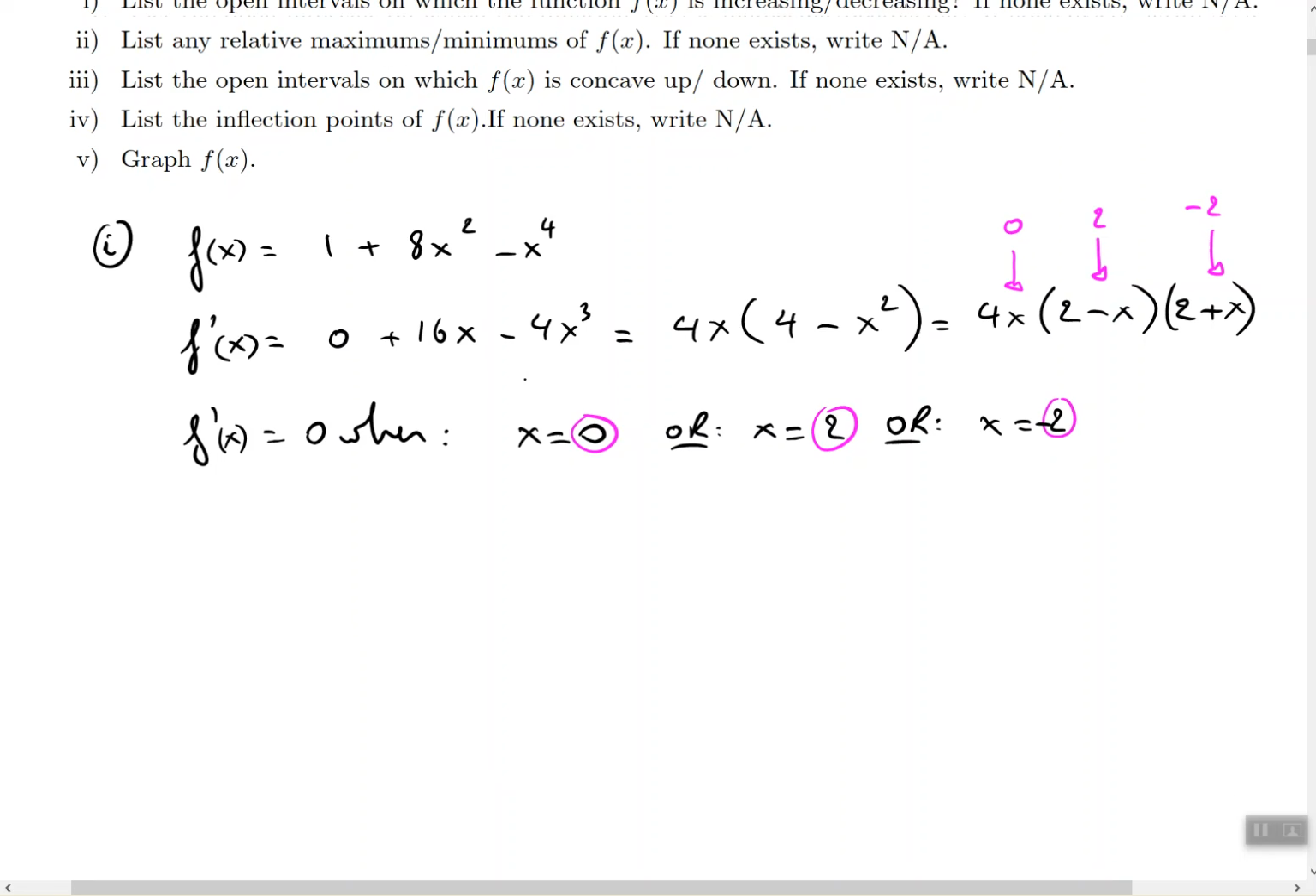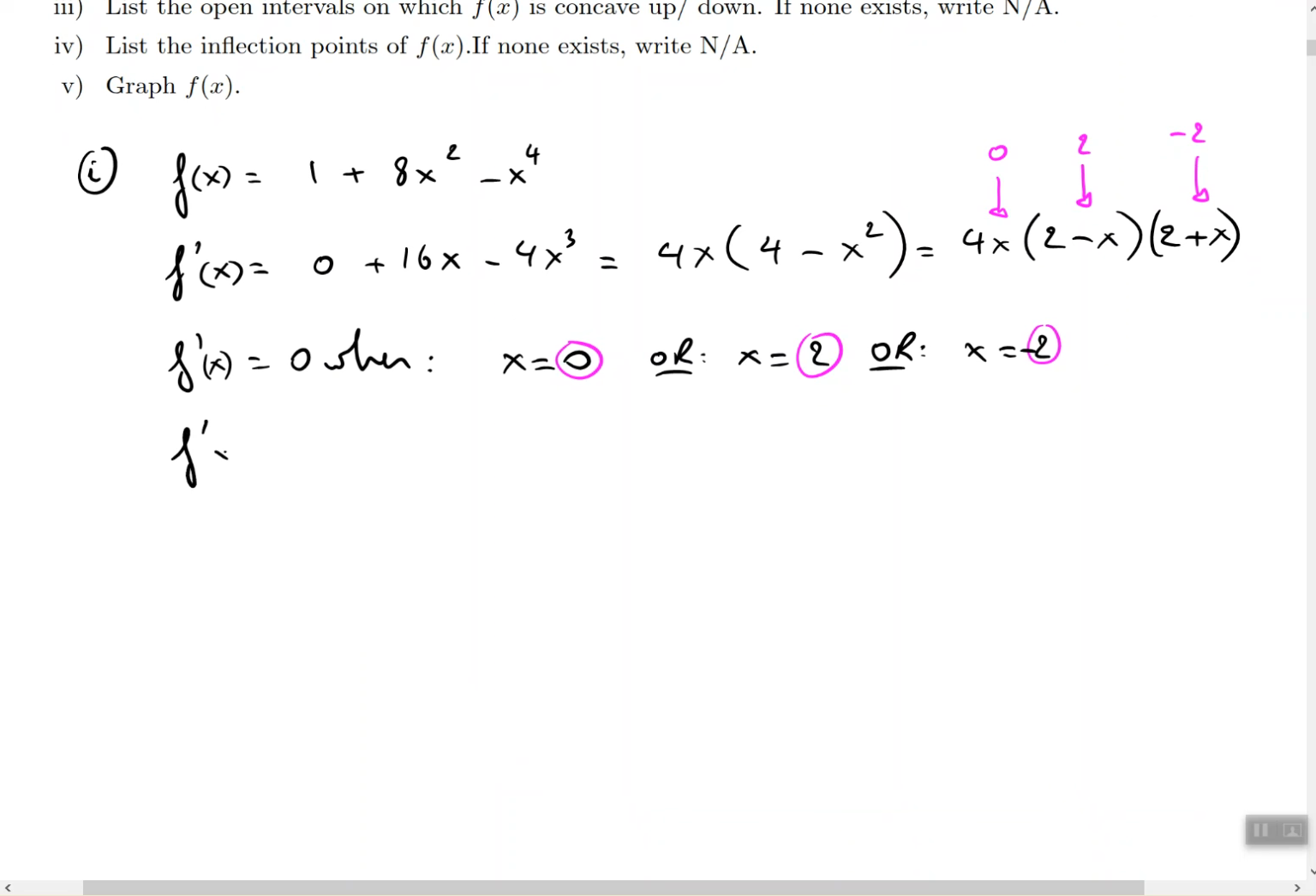Perfect. And now what makes the f prime undefined? Let's go ahead and think about that. It's literally impossible for the f prime to be undefined because there is no denominator, there's not even a fraction to begin with, so there is no solution here. Okay, so let's do the first derivative test next and investigate which one of these numbers is going to be a maximum or a minimum.